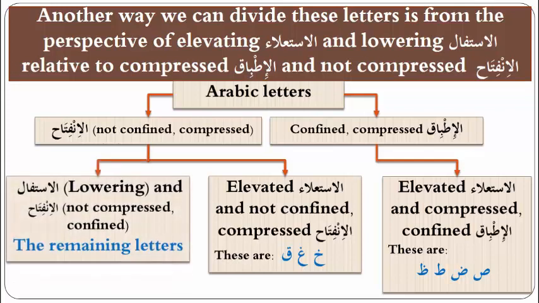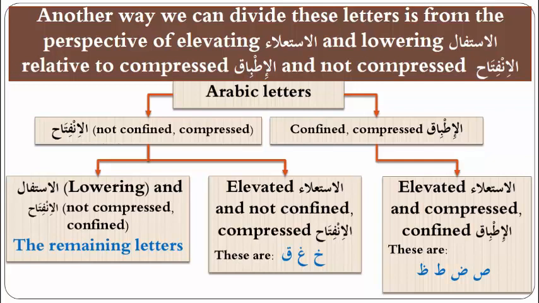The other set of letters that we have, which is the final set, the other 22 letters, are letters of istifal, and they are also not compressed and confined, right? They are letters of istifal, but they are also munfatih. They are also not compressed or confined. Okay, so that's the third category, which has most of the letters. 22 of the letters are in this category.